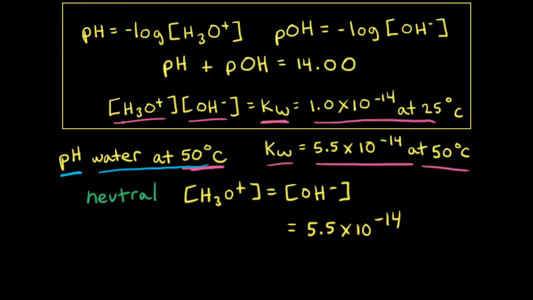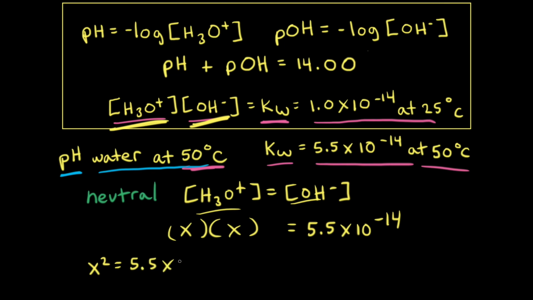So let's go ahead and write Kw is equal to 5.5 times 10 to the negative 14th. And if we make the concentration of hydronium ions X, then the concentration of hydroxide ions would also have to be X since the two are equal. So we would have X times X is equal to 5.5 times 10 to the negative 14th. So that gives us X squared is equal to 5.5 times 10 to the negative 14th. And if we take the square root of both sides, we find that X is equal to 2.3 times 10 to the negative 7th. And since X is equal to the concentration of hydronium ions in solution, the concentration of hydronium ions is 2.3 times 10 to the negative 7th molar.